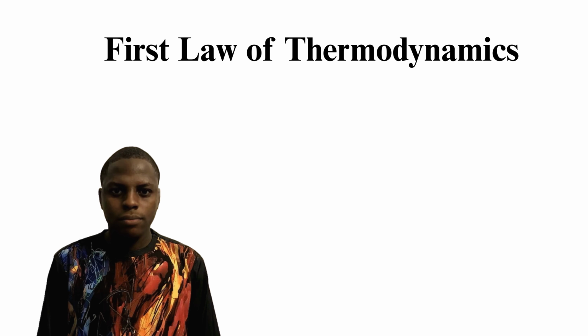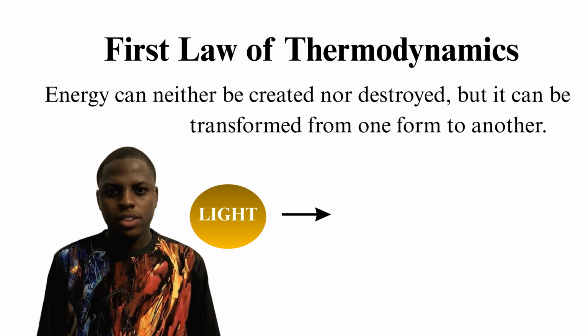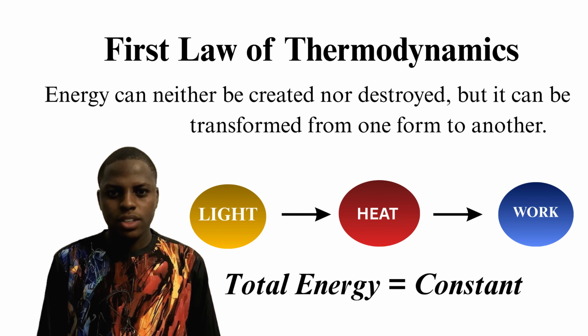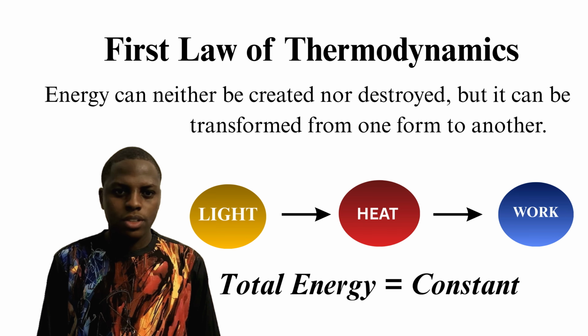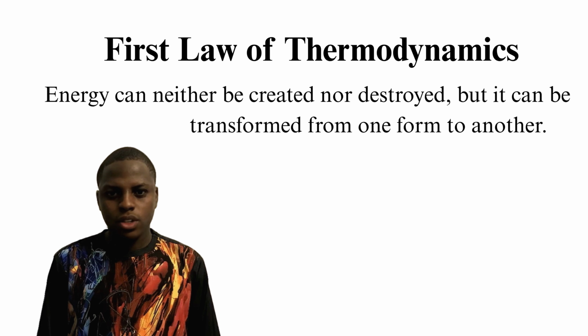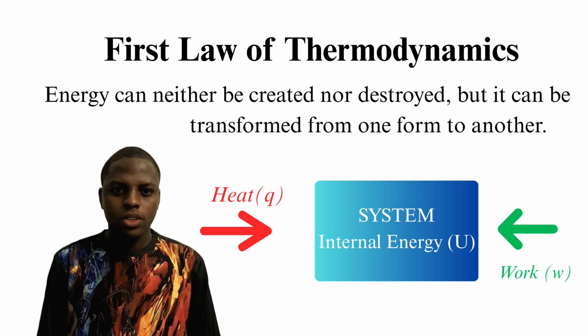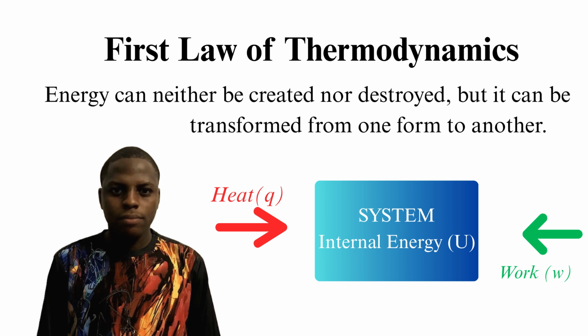Let's get started. The first law of thermodynamics states that energy can neither be created nor destroyed, but it can be transformed from one form to another. In simpler terms, energy doesn't disappear. It just changes form. In thermodynamics, this law means that the total energy of an isolated system stays the same. Energy may leave or enter the system as heat or work, but the system's internal energy changes accordingly.